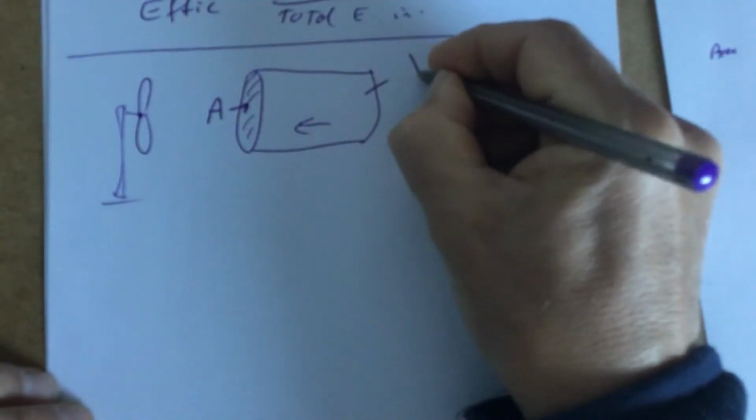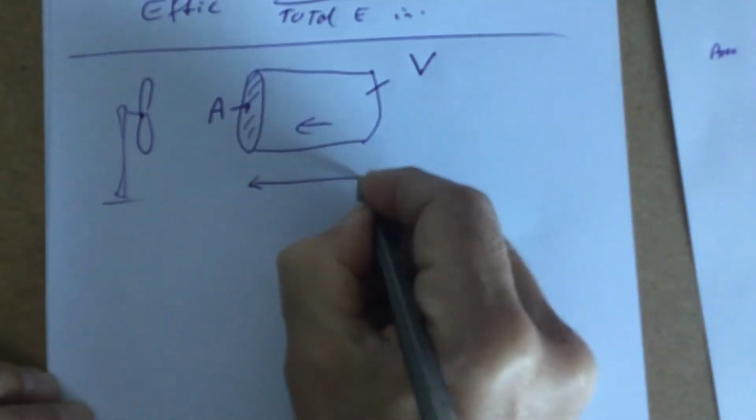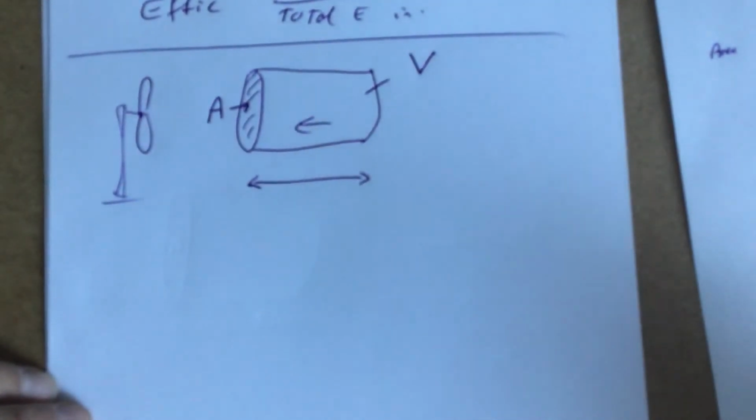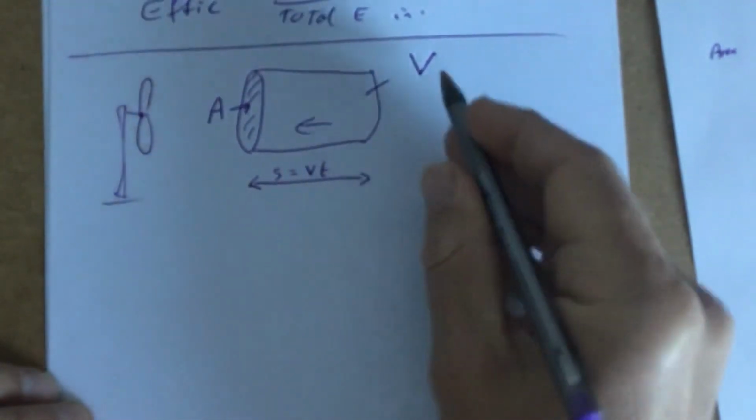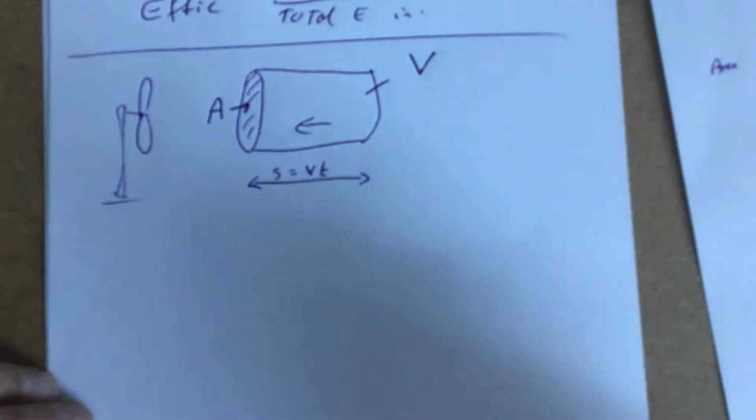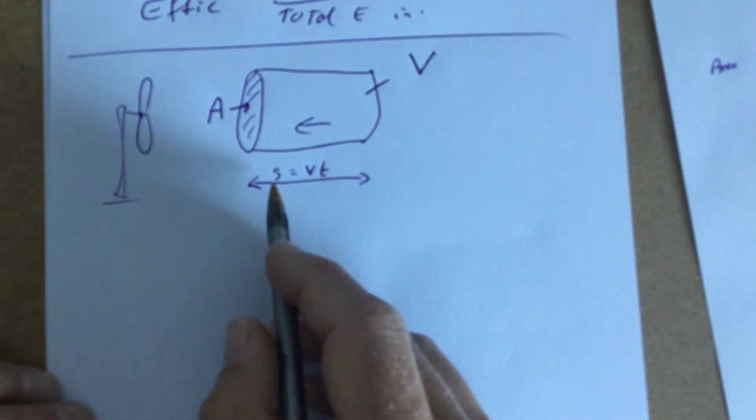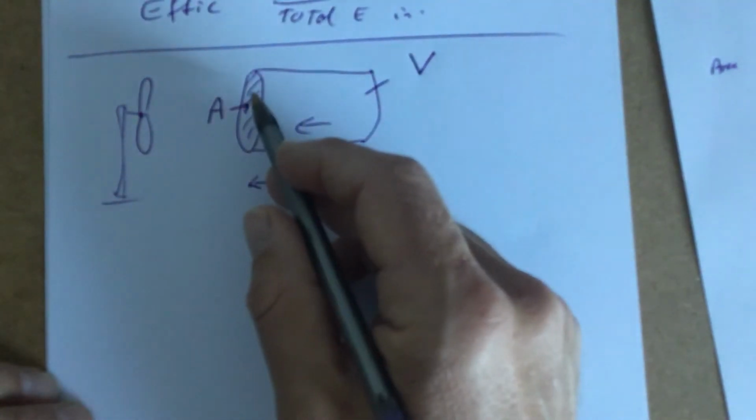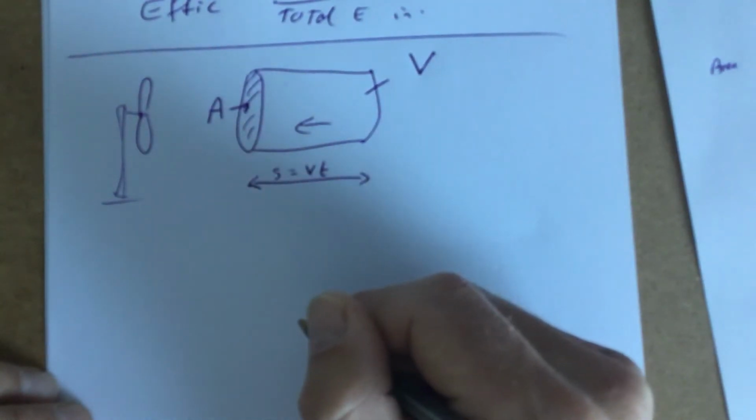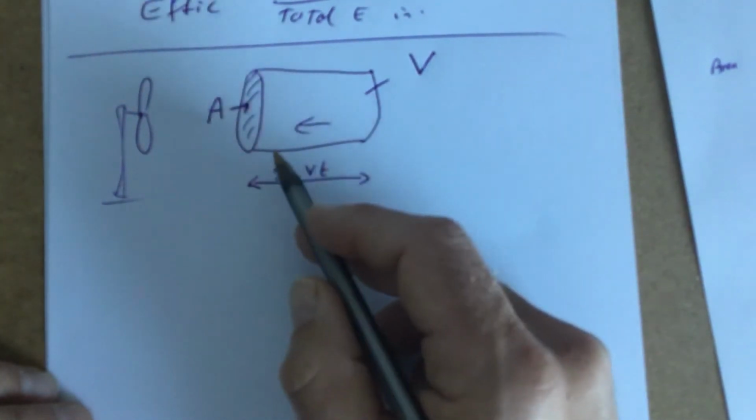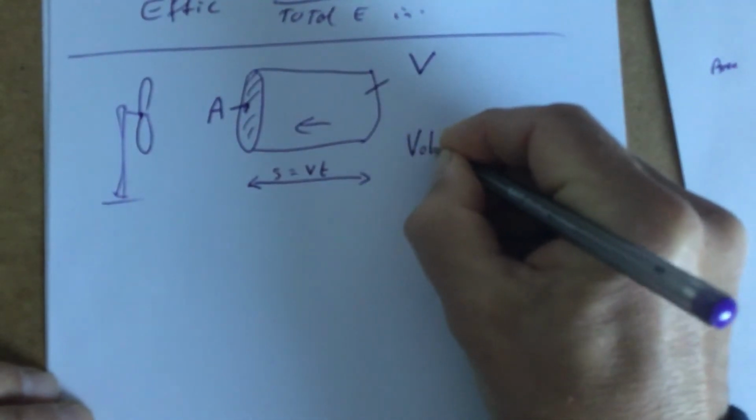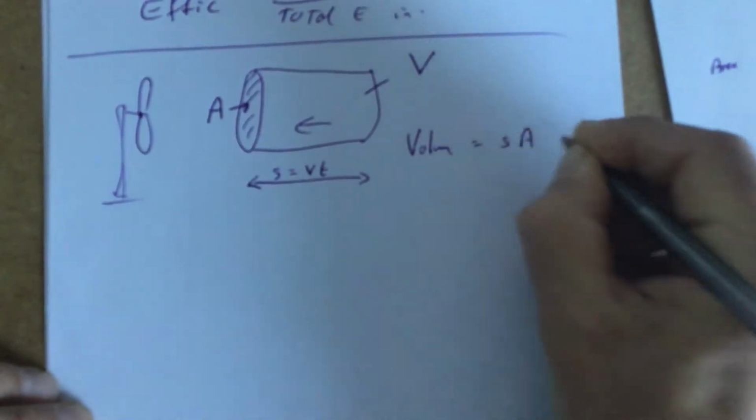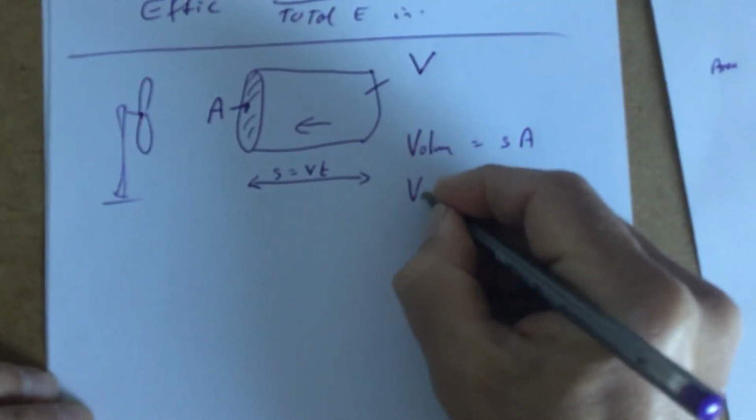It'll have a volume of capital V, and the length here, well, obviously speed is distance over time. So distance, s equals vt. Little v for velocity, big V for volume, note. Okay, so sA would give you the total volume of air there. So the total volume of air is sA. Volume equals sA.